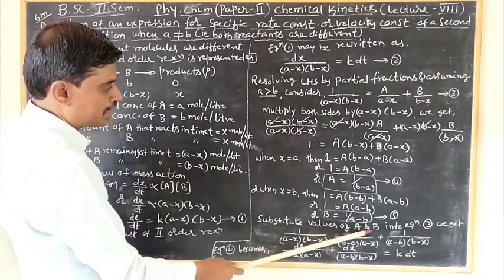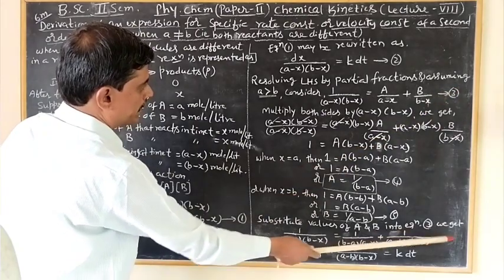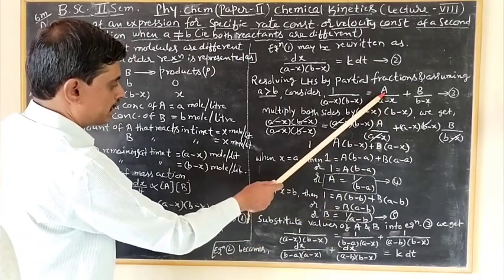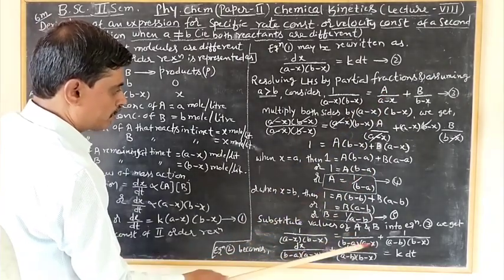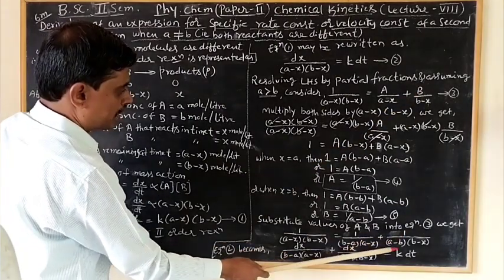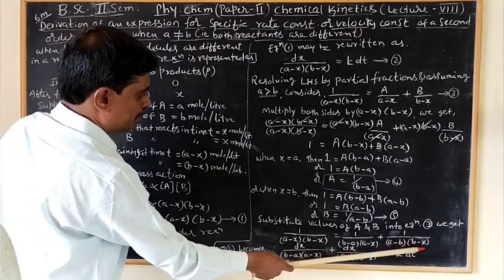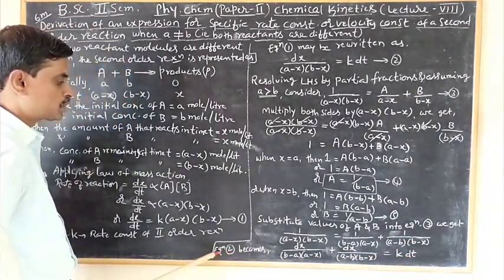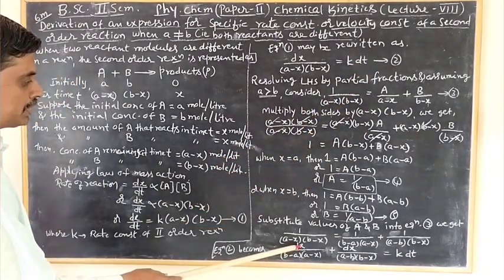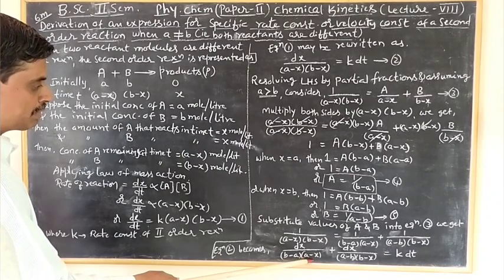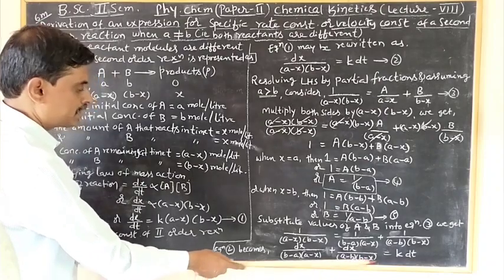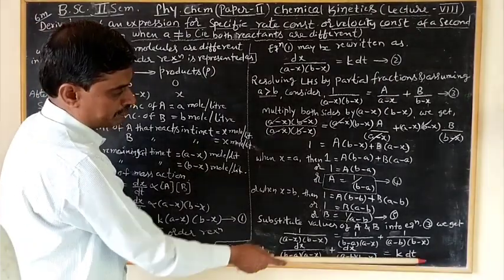Substitute the values of A and B into equation 3. We get 1 by (a minus x) into (b minus x) is equal to, for the A value, 1 by (b minus a) into (a minus x), next the B value, plus 1 by (a minus b) into (b minus x). So equation 2 now becomes dx by (b minus a) into (a minus x) plus dx by (a minus b) into (b minus x) is equal to k into dt.